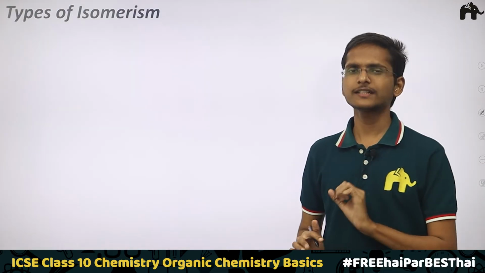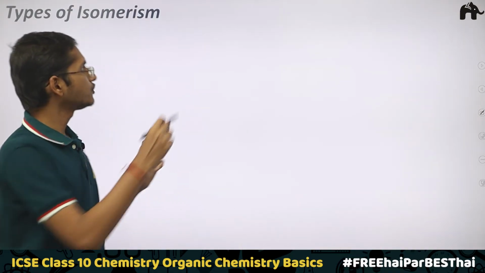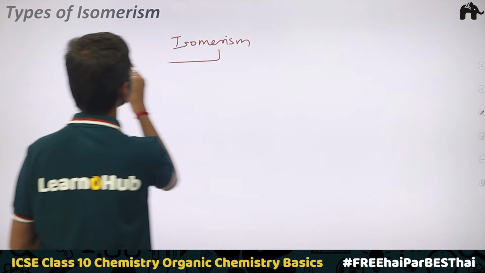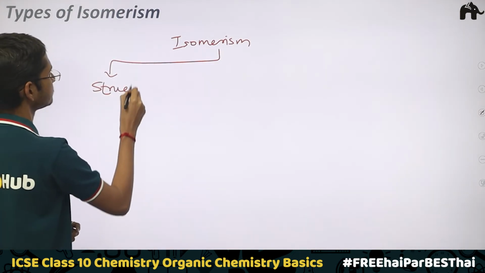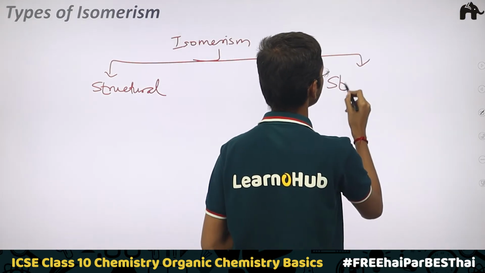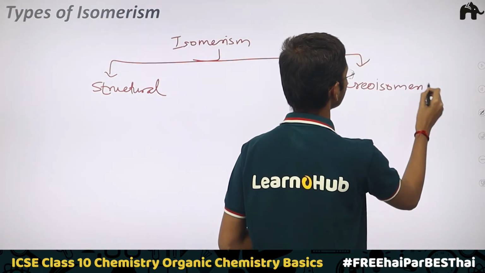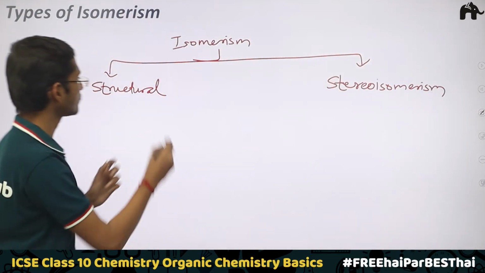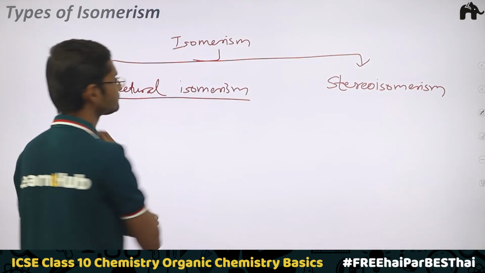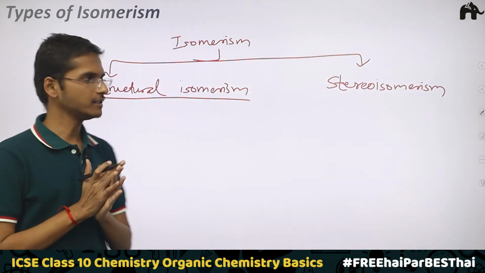Now let's see the types of isomerism. Here isomerism is broadly classified into two types. First is structural, and the second type is stereo isomerism. Structural isomerism and stereo isomerism. The name is interesting, right? Stereo, something related to sound and all those things. But we are not going to study stereoisomerism right now. You would study it in your higher grades.